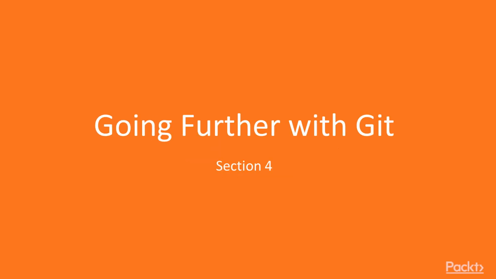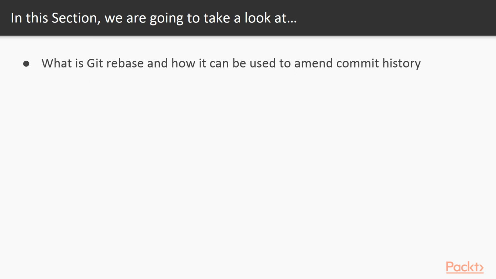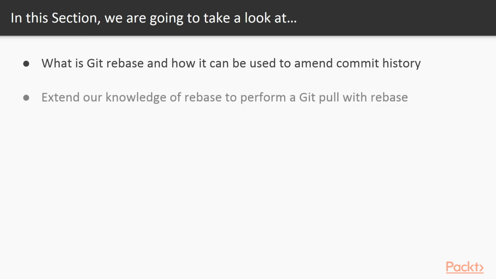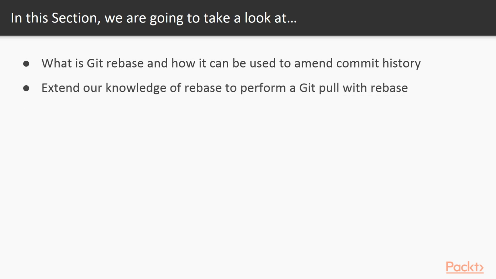So in the previous section, you were introduced to Git branching and merging techniques. In this section, which is our last section, we are going to learn a few advanced Git and GitHub operations. We learn what Git Rebase is and how it can be used to amend commit history. We'll extend our knowledge of Rebase to perform a Git pull with Rebase.